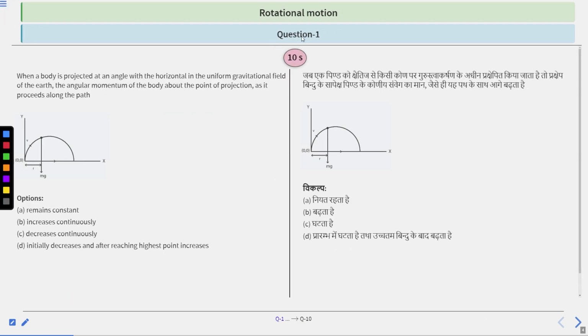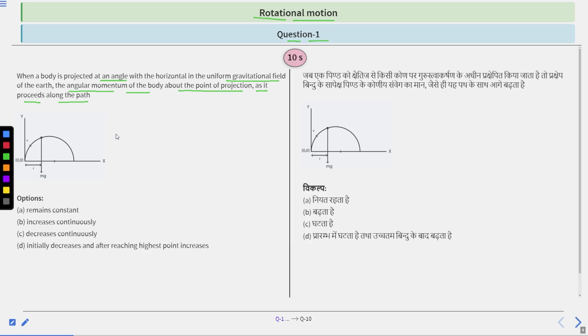So, the first question, rotational motion is the topic. When a body is projected at an angle with the horizontal in the uniform gravitational field of the earth, the angular momentum of the body about the point of projection as it proceeds along the path. So, this question asks about the angular momentum of the body about the point of projection.